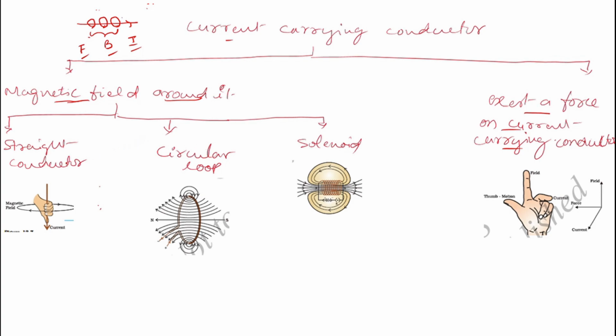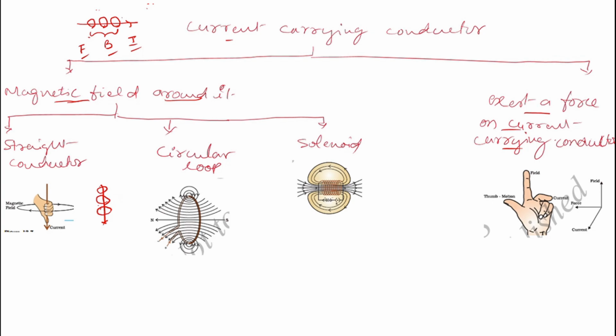See, first you see a straight conductor. A straight conductor means a single wire. It is carrying electricity. That means it has a magnetic field around it. This is the meaning of a straight conductor carrying a current.